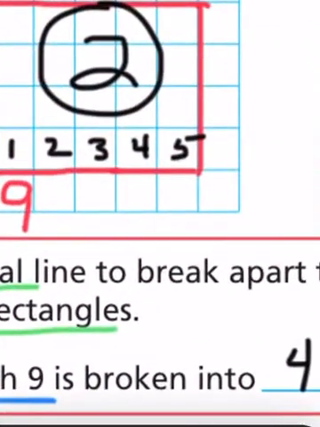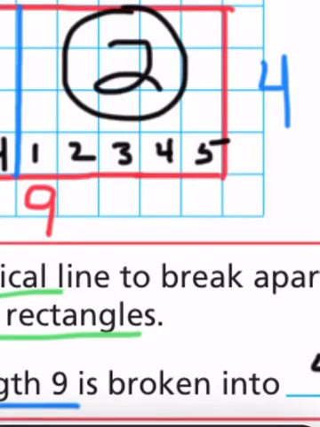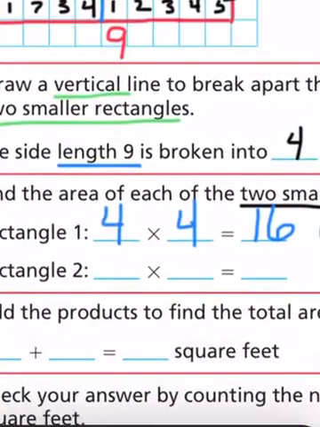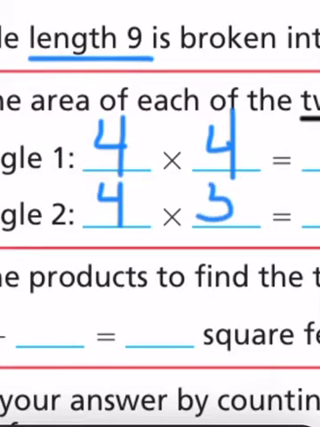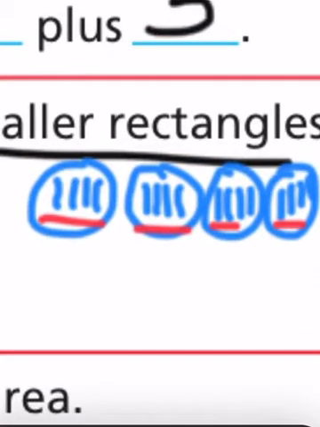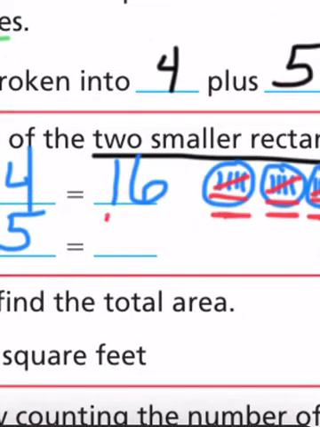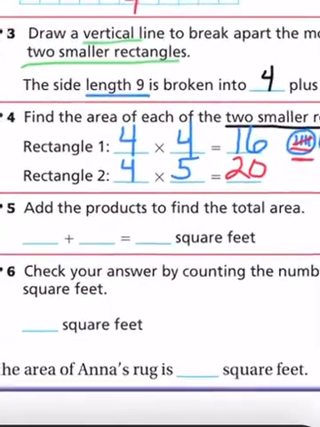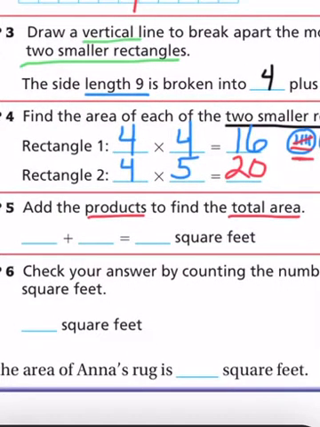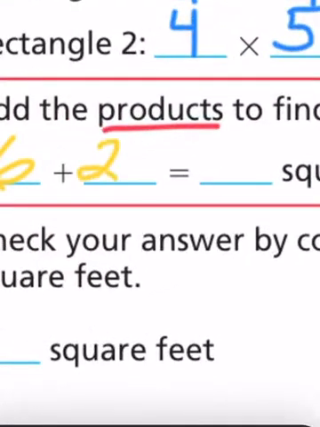The other rectangle has a height of 4, and as we talked about, it has a width of 5. So the area of that rectangle is 4 groups of 5. And again, I could do that same thing. I'm going to take the groups already made and add a 5th to each one. Now I have 4 groups of 5, and I can count by 5s. 5, 10, 15, 20. 4 times 5 is 20. Step 5, add the products to find the total area. So I take the area of rectangle 1, which is 16, plus the area of rectangle 2, which is 20, and I add those up.